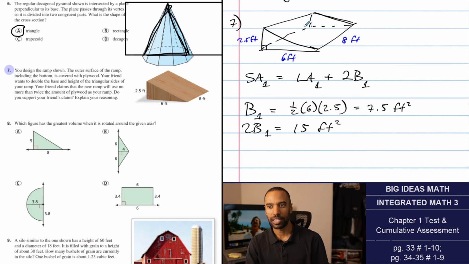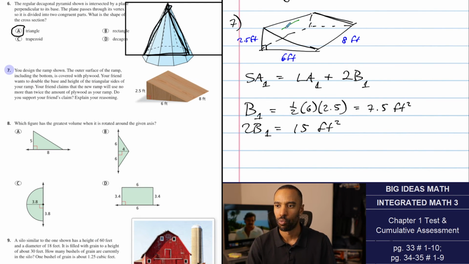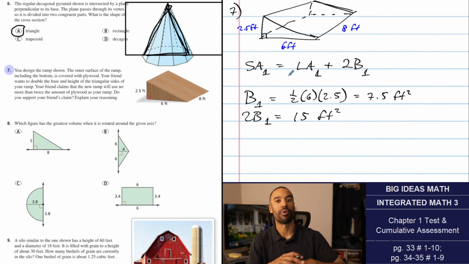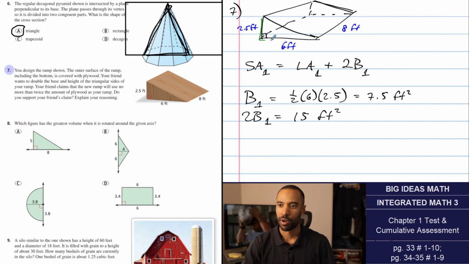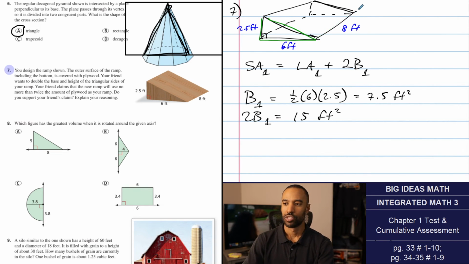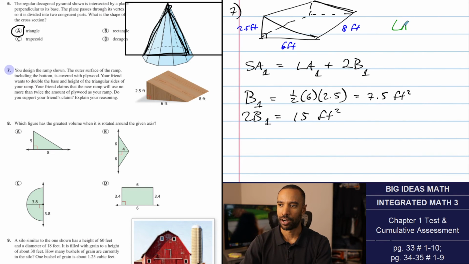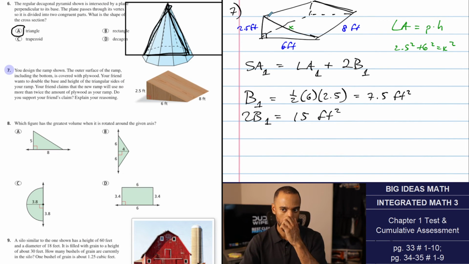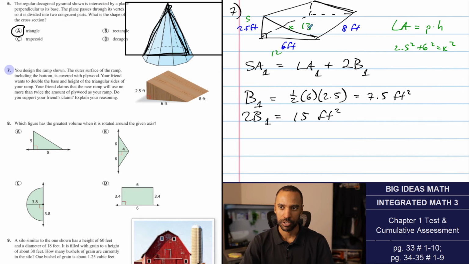Now, the lateral area is the 3 faces here: 1 on top, 2 on the bottom, 3 at the back end. So there are 3 of those. The quick hand notation to find lateral area is perimeter of the base times the height. But to get the perimeter of the base, we need this third side. I'll call it x. We have to use the Pythagorean theorem to find that x. We get 2.5 squared plus 6 squared equals x squared.